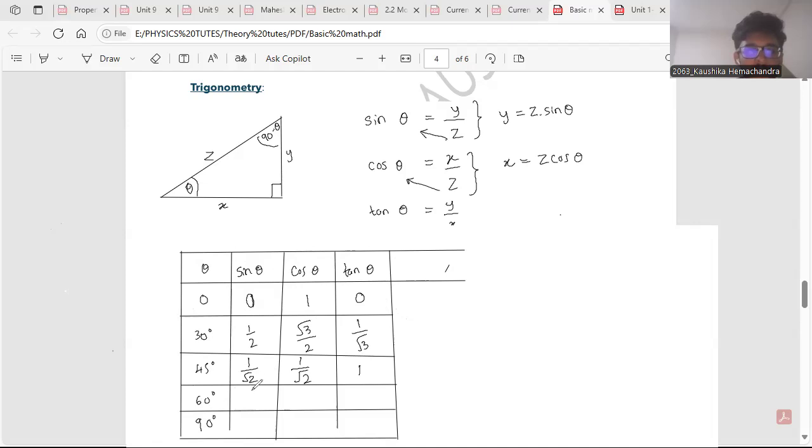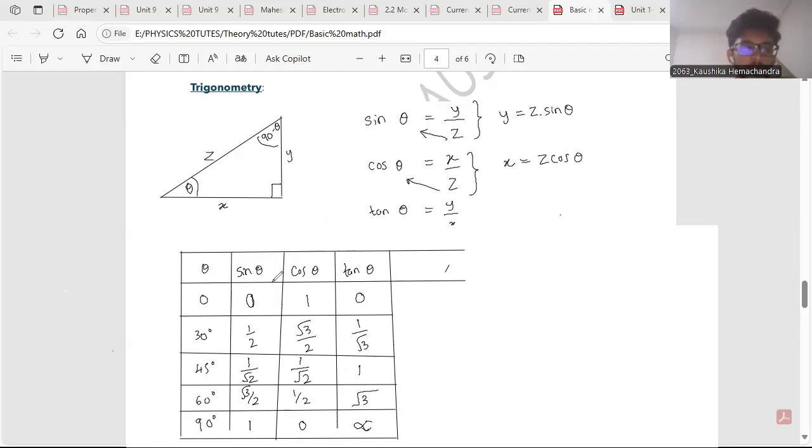So sin 60 is root 3 over 2. Then cos 60 is half. So you can see a pattern between cos theta and sin theta. Sin 90 is 1, cos 90 is 0. Tan 60 is root 3. Then at 90 degrees tan 90 is infinity.